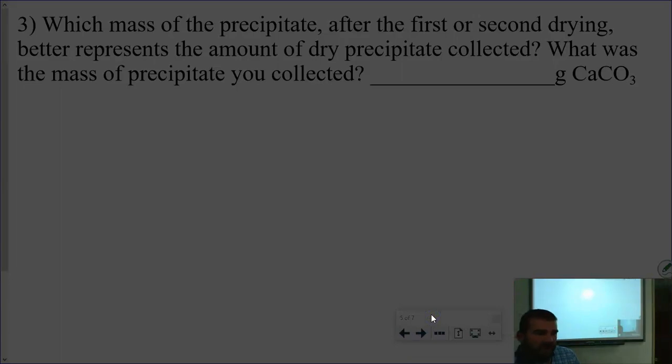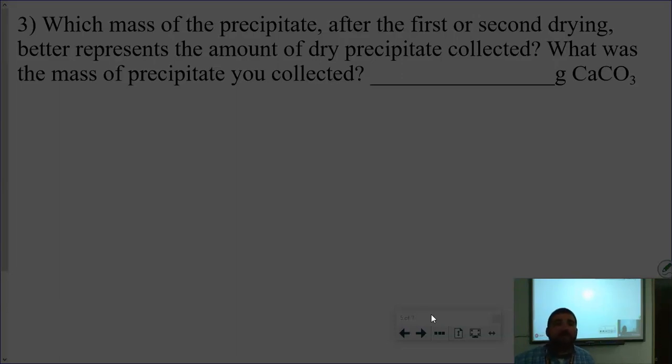Which mass of the precipitate after the first or second drying better represents the amount of dry precipitate collected? I've already kind of asked you this on the first homework assignment. Why do we want to dry things more than once? It's to ensure that all of the water is gone. That's really important. It's a good technique. So I did this more than once, and it stabilized. The mass of my watch glass and the powder and the filter paper was stable, so I considered it to be fully dry.